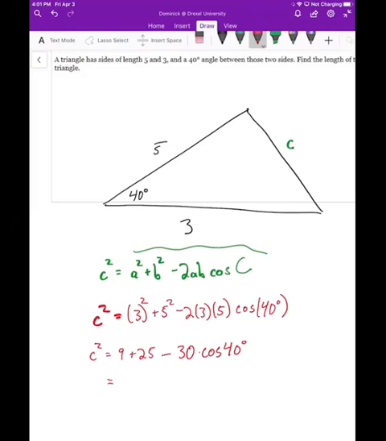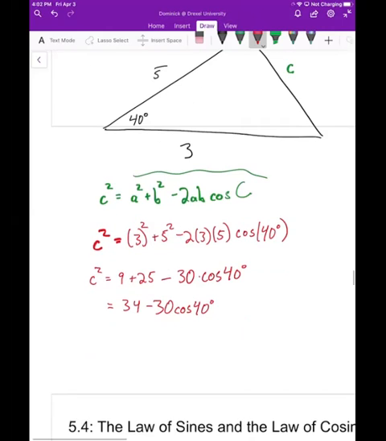So we find this is 34 minus 30 cosine 40. So if we find that, 34 minus 30 times cosine of 40, we get that C squared is roughly 11.02. So then if we square root that, we get that C is roughly 3.32.